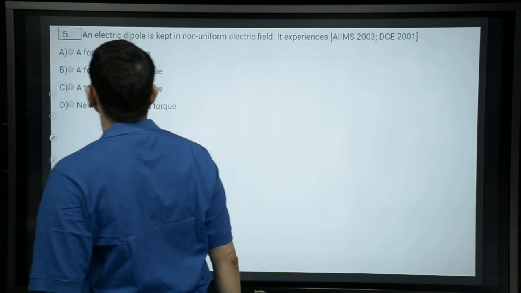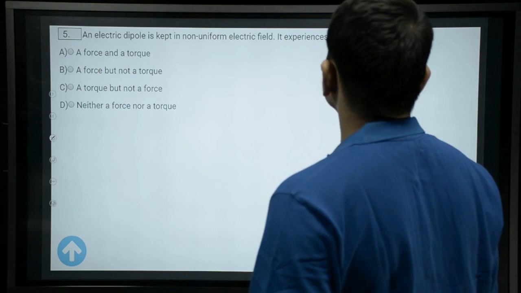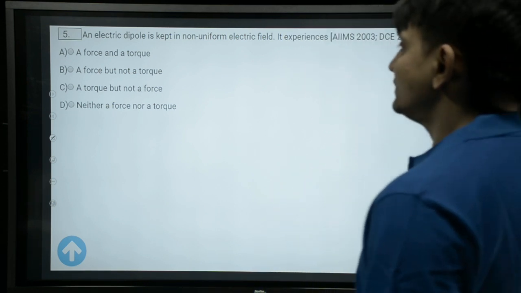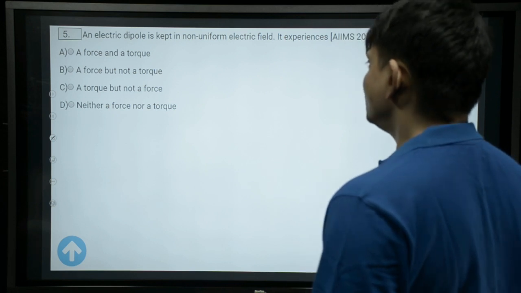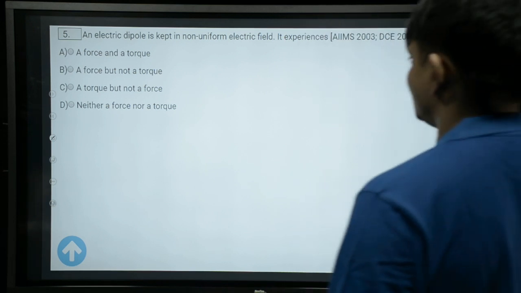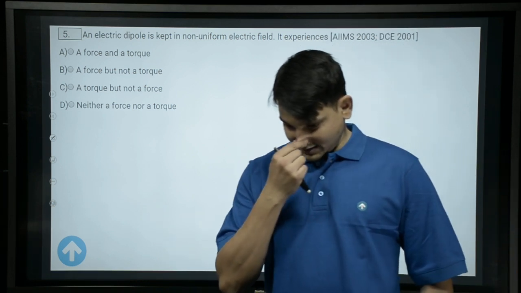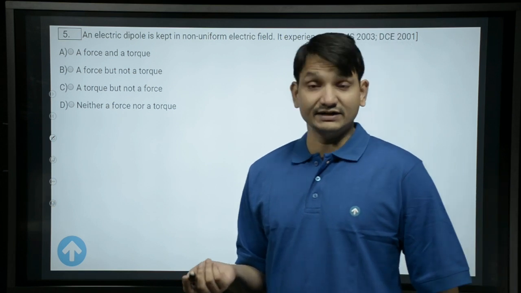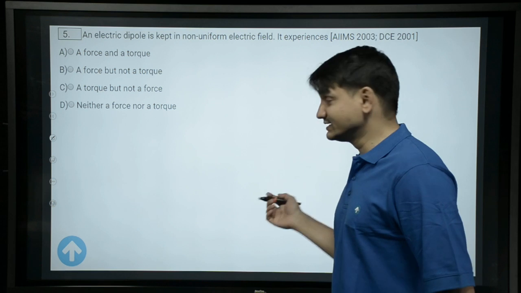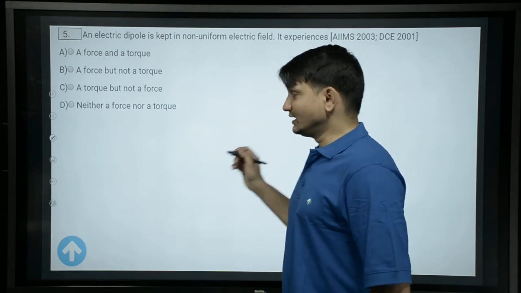Moving on. An electric dipole is kept in a non-uniform electric field. It experiences a force and a torque, a force but not a torque, a torque but not a force, or neither a force nor a torque. Someone has pointed out that I'm not discussing the concept. So this is how we are discussing the concept. This is quite a theoretical part.